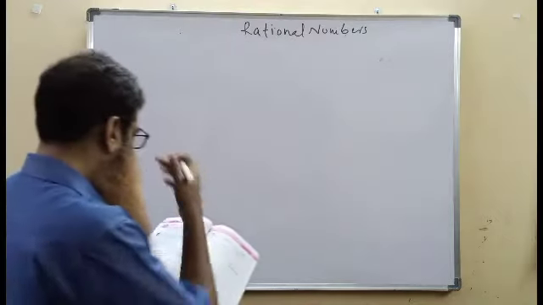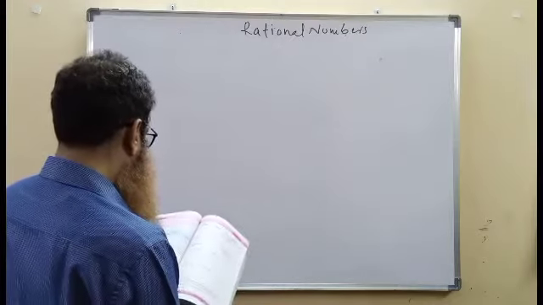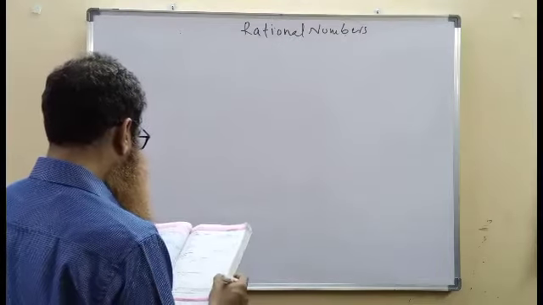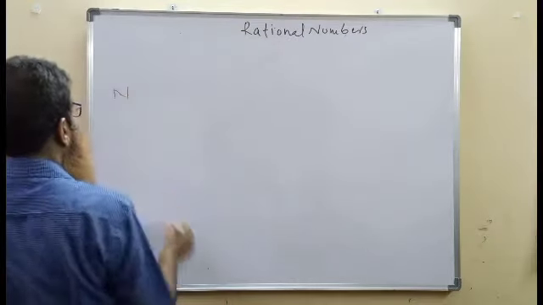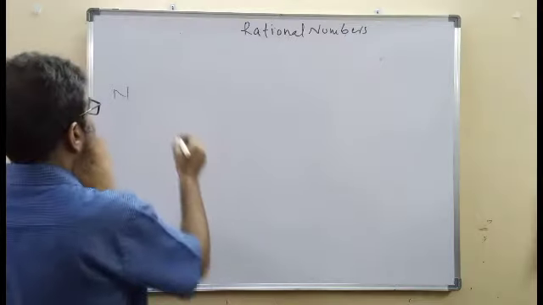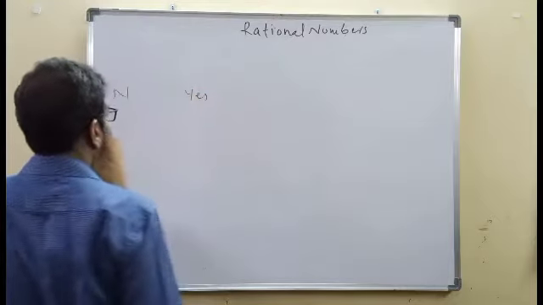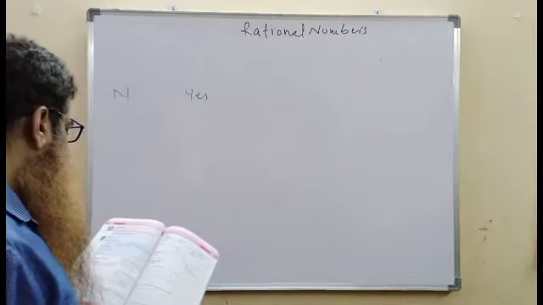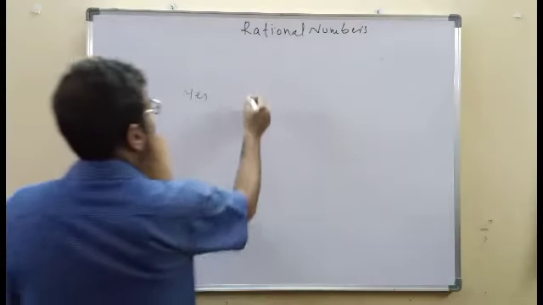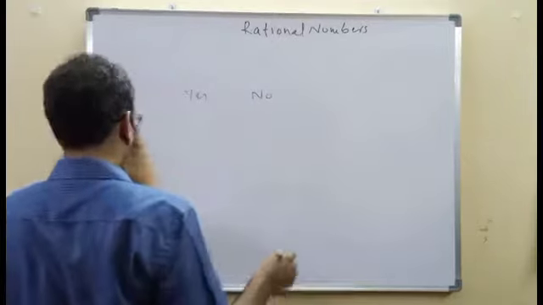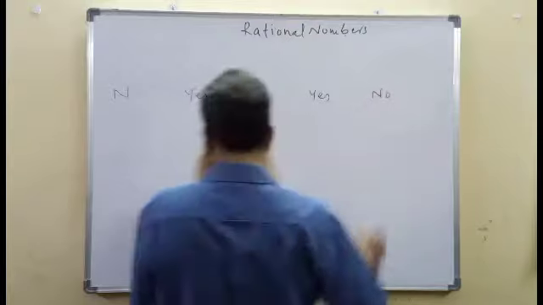On page number 5, do this. Fill in the blanks in the table, checking closure property under addition, subtraction, multiplication and division. For the set of natural numbers N, addition is closed. In subtraction, it is not closed. In multiplication, again it is closed. In division, it is not closed.